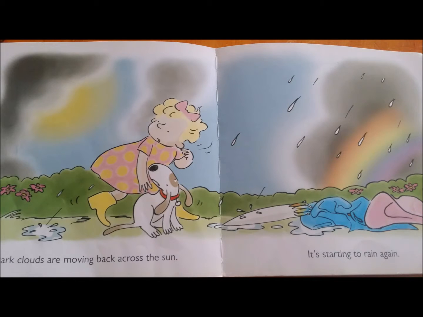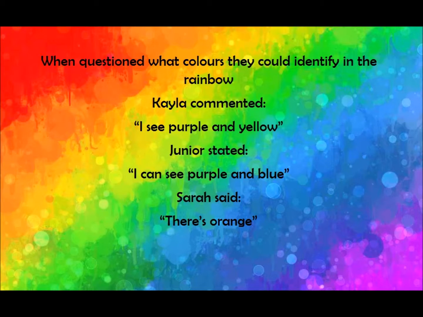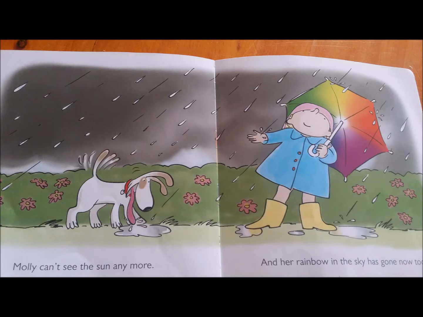Dark clouds are moving back across the sun. It's starting to rain again. When questioned what colours they could identify in the rainbow, Kayla commented, "I can see purple and yellow." Junior stated, "I can see blue and purple." Sarah said, "There's orange." Molly can't see the sun anymore, and her rainbow in the sky has gone now too.